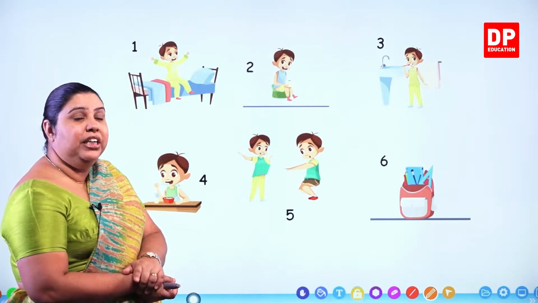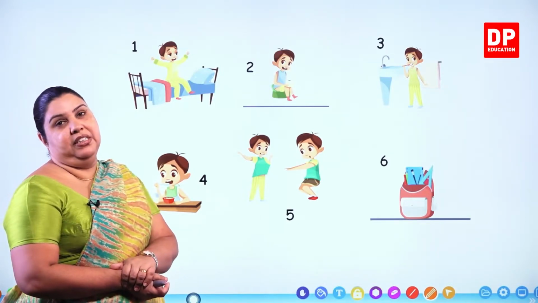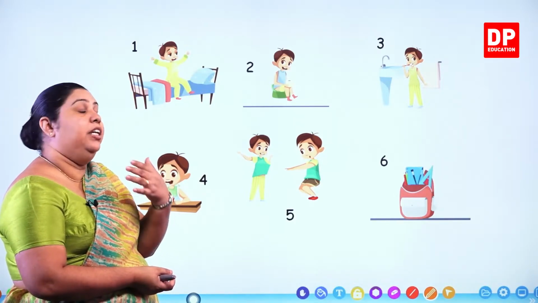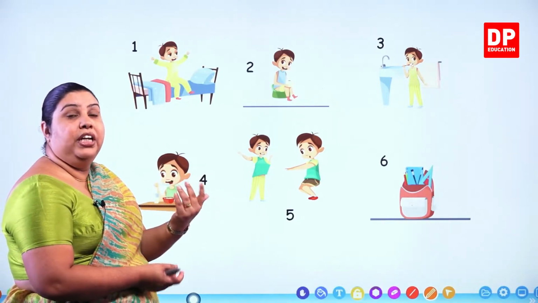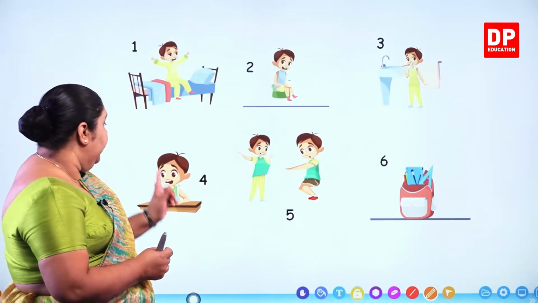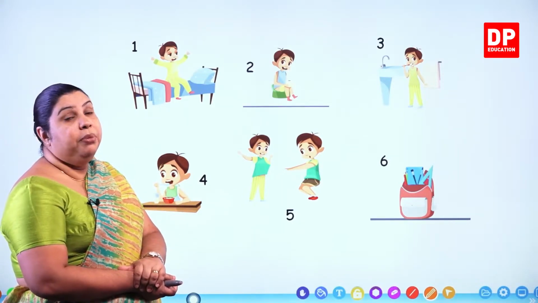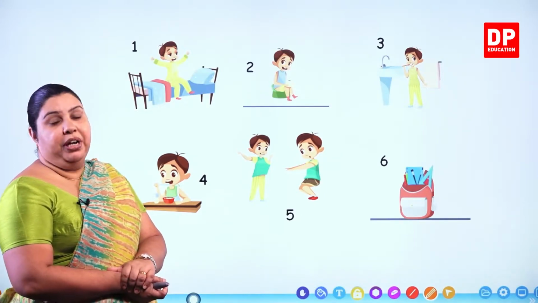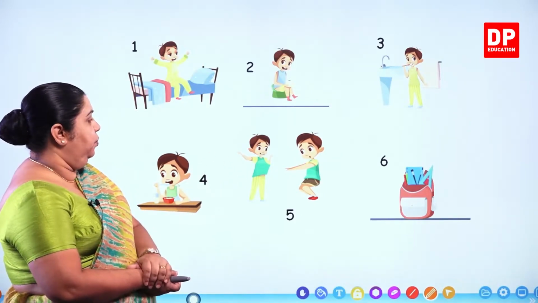Without brushing your teeth you can't come and have your meals. You have to brush your teeth, wash your mouth properly, your face properly, your body, your hands, everything. Then you come and have your breakfast. Before you go to school, you have to eat your breakfast. Then what do you do?